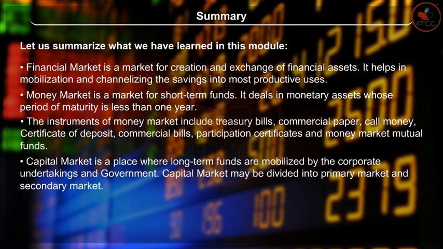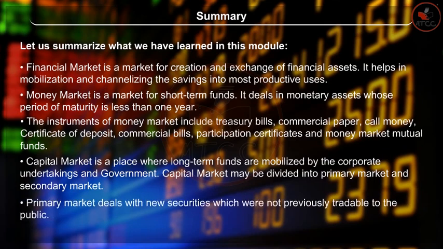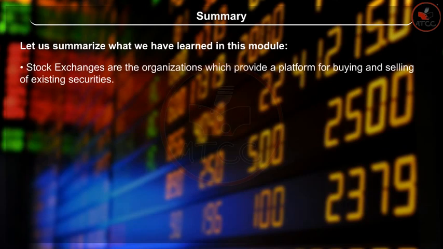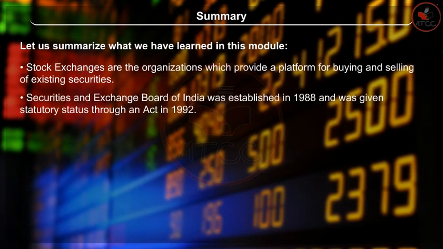Capital market may be divided into primary market and secondary market. Primary market deals with the new securities which were not previously tradable to the public. Secondary market is a place where existing securities are bought and sold. Stock exchanges are the organizations which provide a platform for buying and selling of existing securities. Securities and Exchange Board of India was established in 1988 and was given statutory status through an act in 1992.